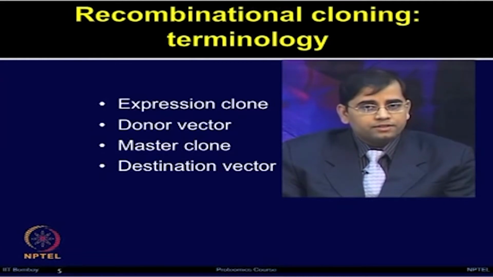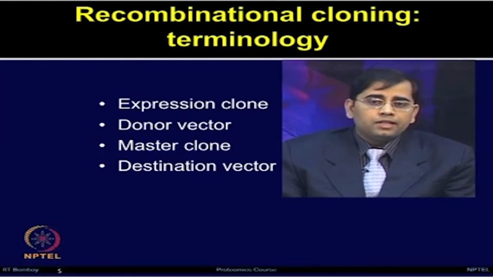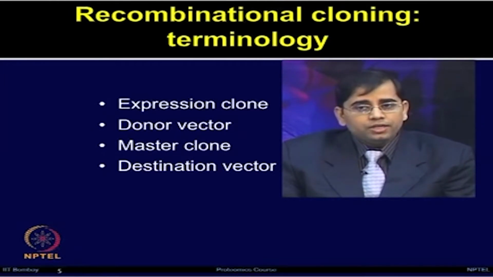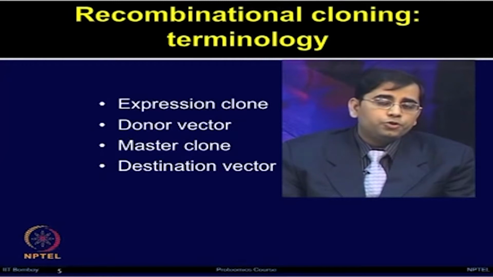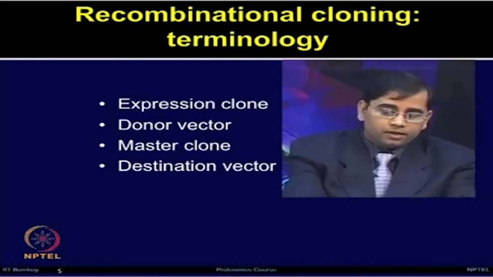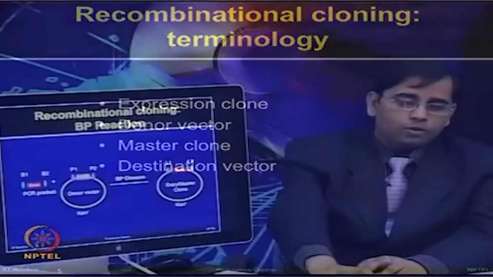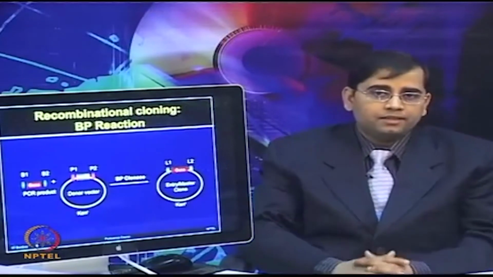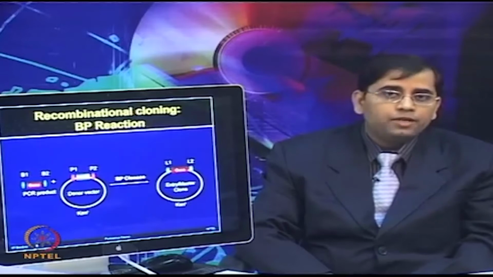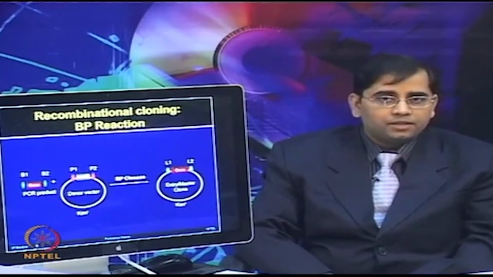What is the destination vector? This is a vector containing a counter-selectable gene flanked by att R sites, which interacts with the gene from the entry clone to produce an expression vector in the LR reaction. Now, slowly these terms will become easier for you to follow when we explain this in subsequent slides, where I have shown some pictorial representation of these reactions.